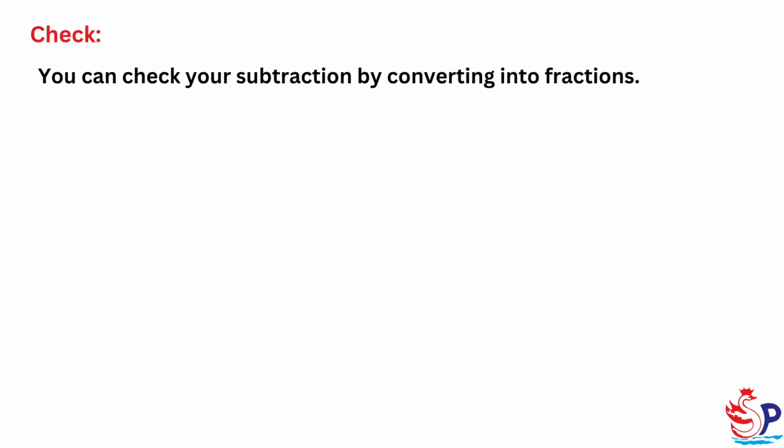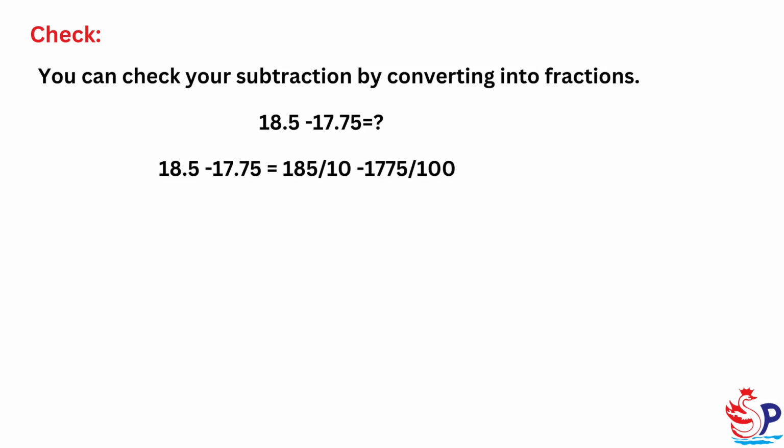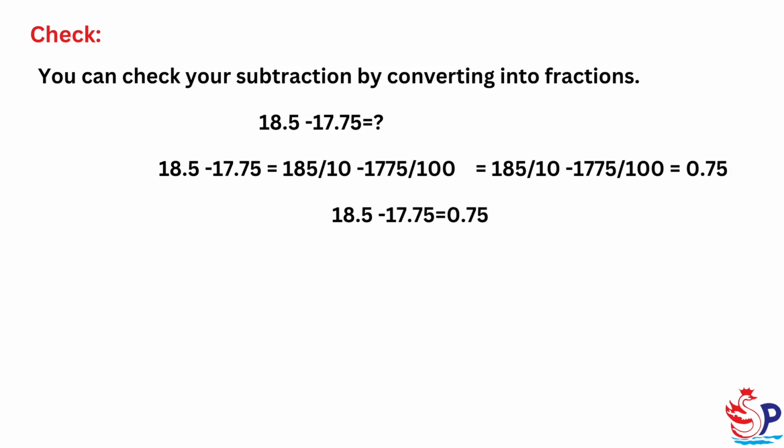Check. You can check your subtraction by converting into fractions. 18.5 minus 17.75 equals 185 tenths minus 1775 hundredths, equals 0.75. So 18.5 minus 17.75 equals 0.75.